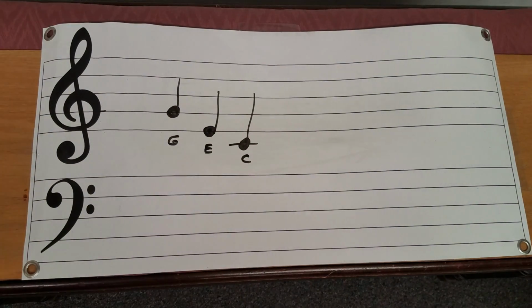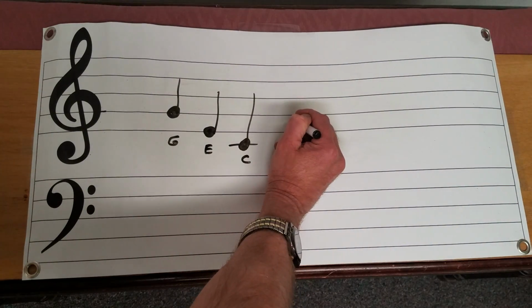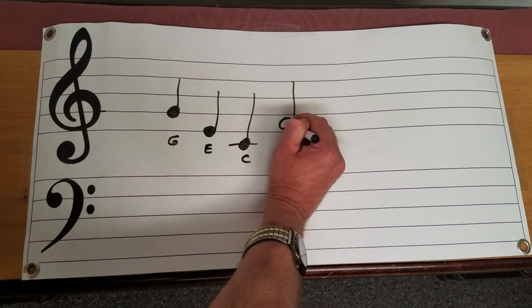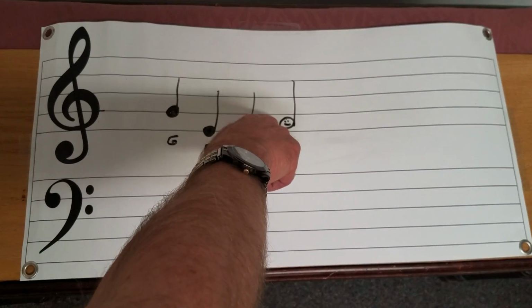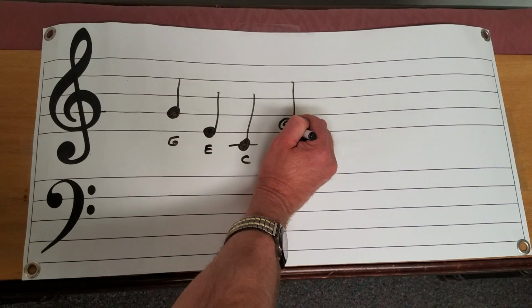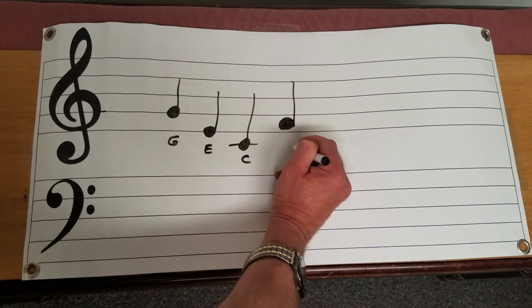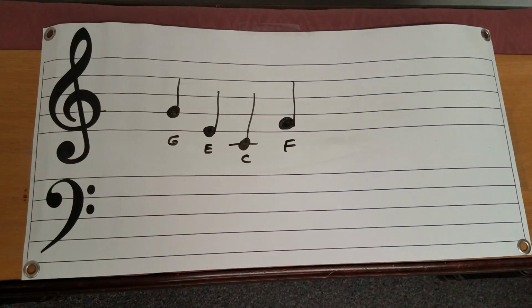Now, the F, I have a really fun and cute way of describing how to remember the F. I'm going to draw this like this. I'm going to draw a little happy face in there because, as you know, face starts with the letter F, face, space. The face is in the first space. Let's fill it in now. And that is our F.